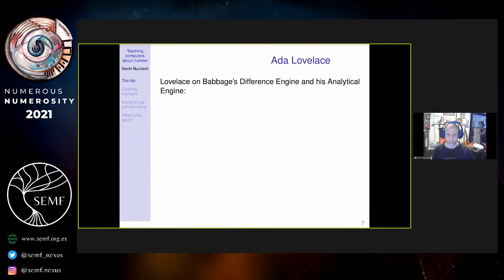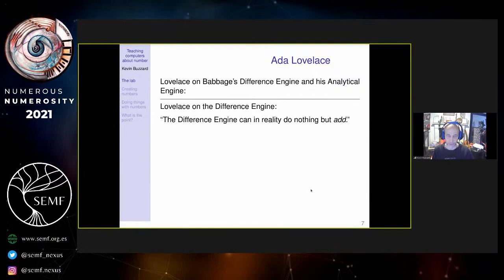Notes by the Translator, where Lovelace lets her imagination run wild. She has a clear understanding of both the difference engine and the analytical engine, even though the analytical engine doesn't at this point exist, and it turns out would never exist in that form. She talks about the difference engine, which could solve differential equations numerically, and points out it can in reality do nothing but add. In some sense, she's seen through it. The difference engine is an extremely elaborate calculator.